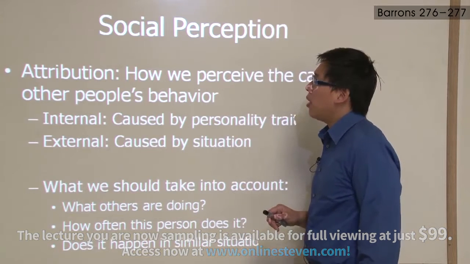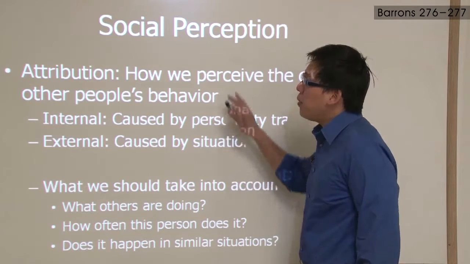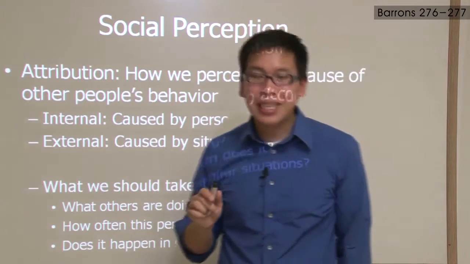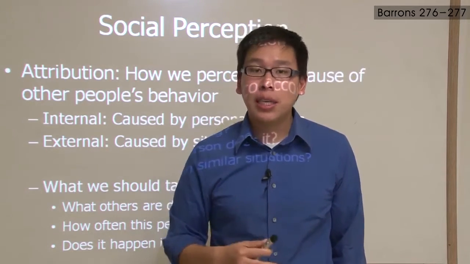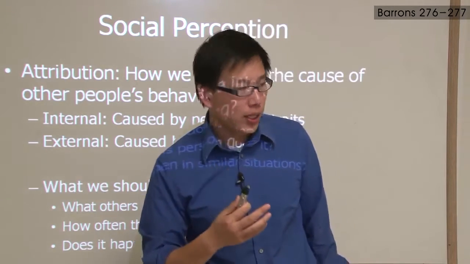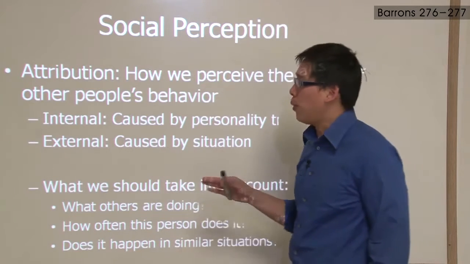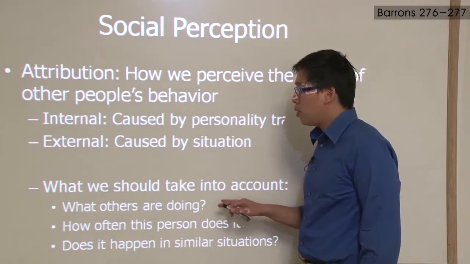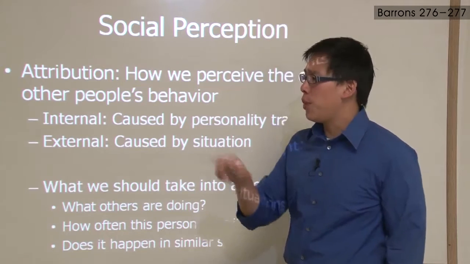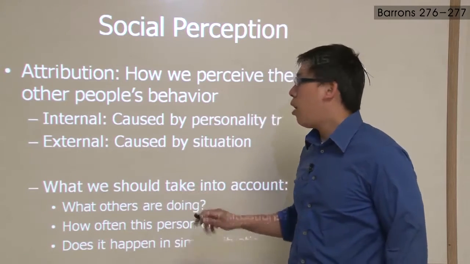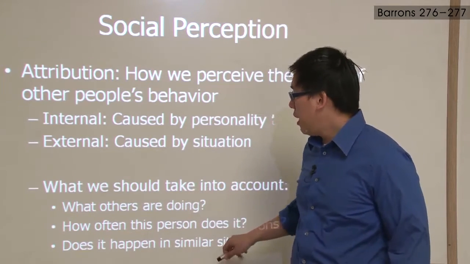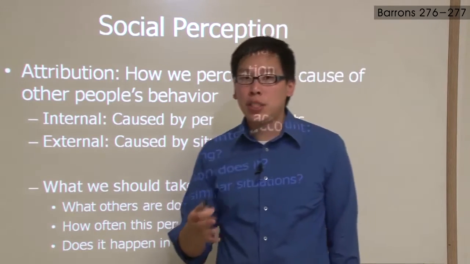So something about the situation caused her to act that way. Now, when early social psychologists thought about how we make these attributions, how we decide whether someone did something internally or externally, there are three types of information that we could look at. The first one is, in the same situation, what are other people doing? How often does this person do this thing? And finally, does this person do it in similar situations?